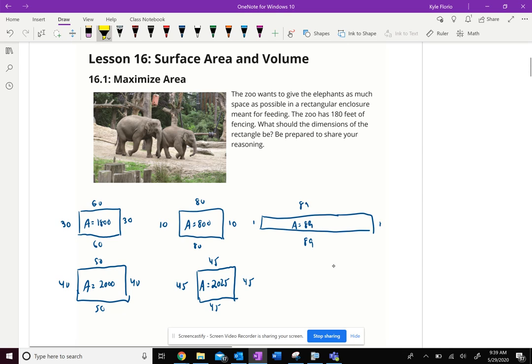And it seems like that's got to be the biggest one, because this is a square, and the closer you get to a square, right? This was very far from a square, but then we got closer and closer to a square, and the areas got bigger and bigger and bigger.